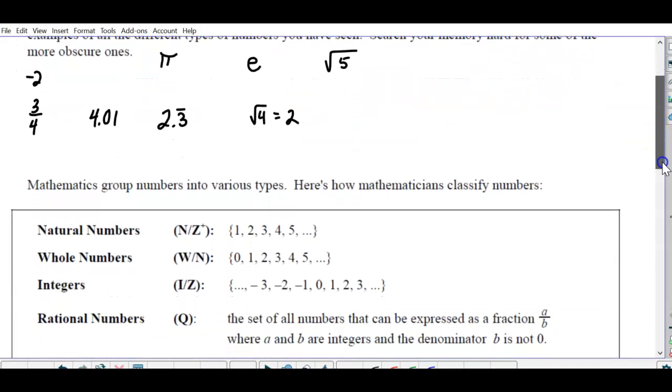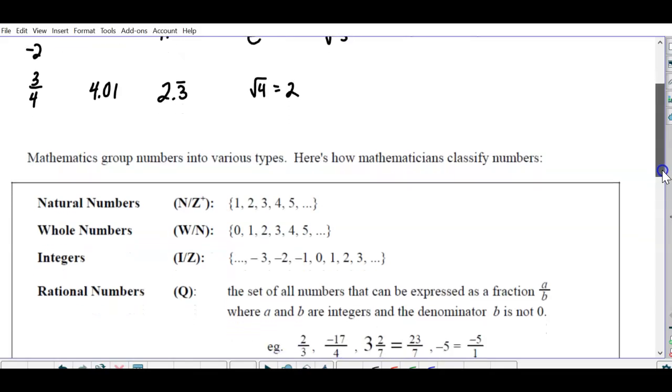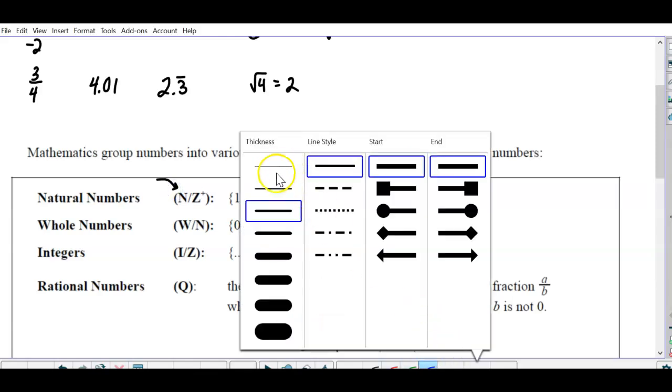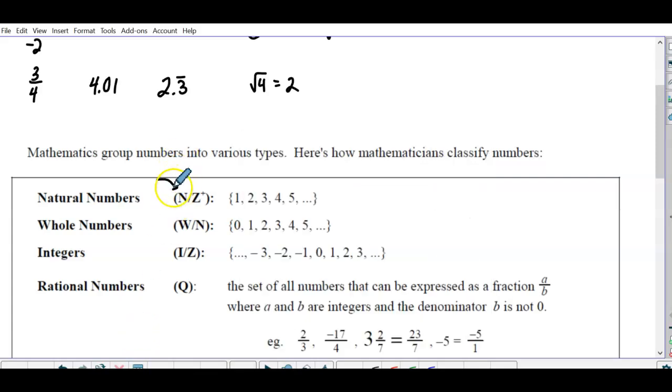So math groups numbers into various types. Here's how mathematicians classify numbers. You'll notice some notations here. These are your natural numbers in Alberta education. Alberta education and Canadian education, we use N for natural numbers. So when you write the diploma exam in your grade 12 course, that's the notation that we'll use. IB uses this notation, so this is IB.